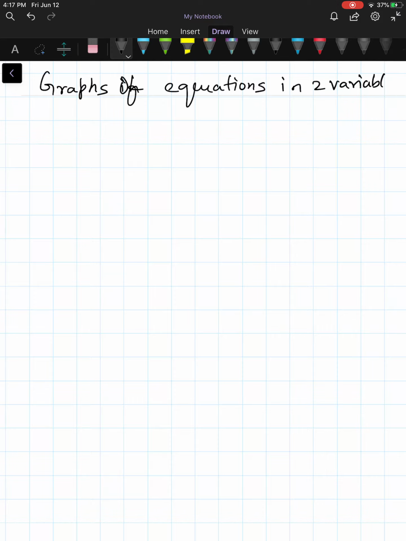Hello everyone. In this video we will learn about graphs of equations in two variables. So an equation in two variables, for example, would be an expression like this, which has two variables and gives you a relationship between x and y. As x takes different values, y's value also changes accordingly.